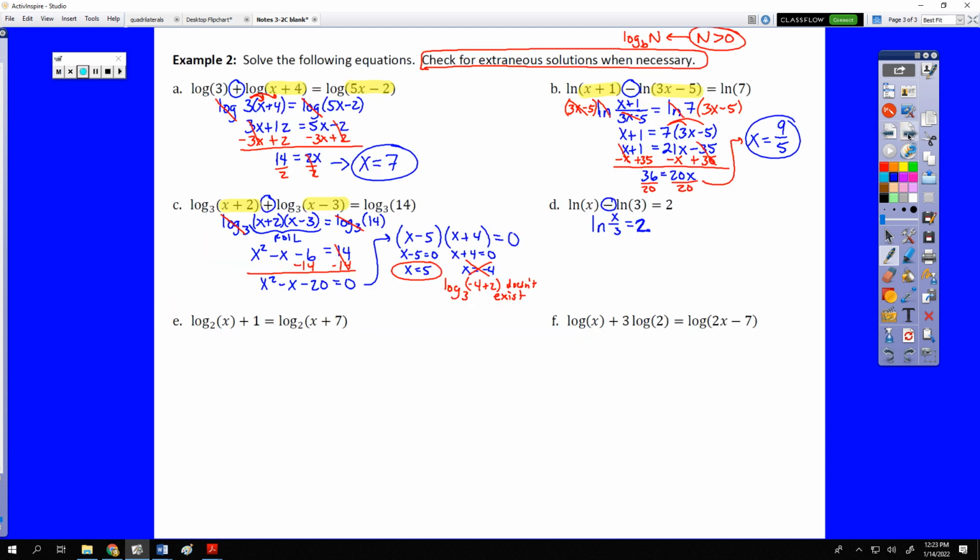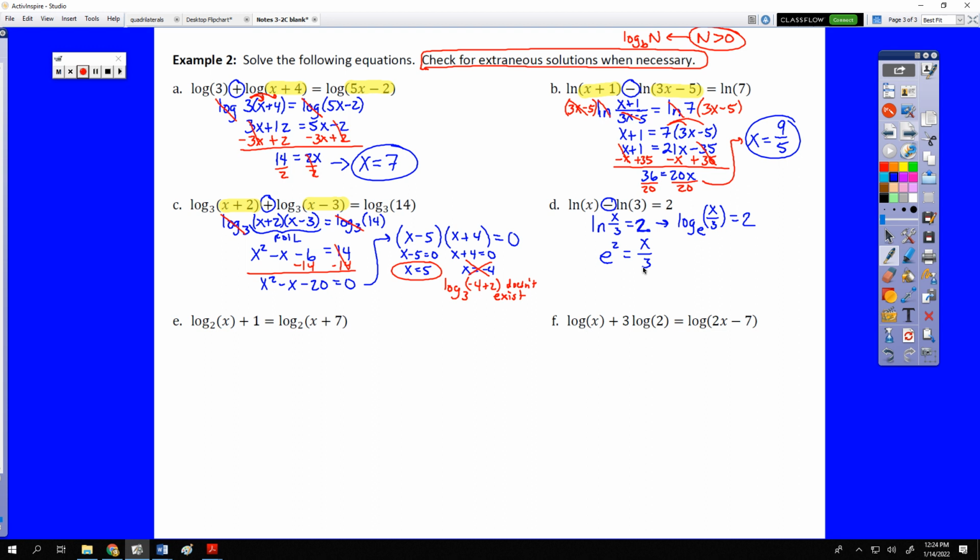So we are going to take that expression. Remember that expression says log base e of x over 3 equals 2. And we're going to convert it into e to the second power equals x over 3.